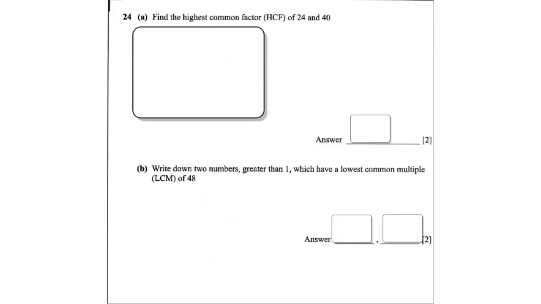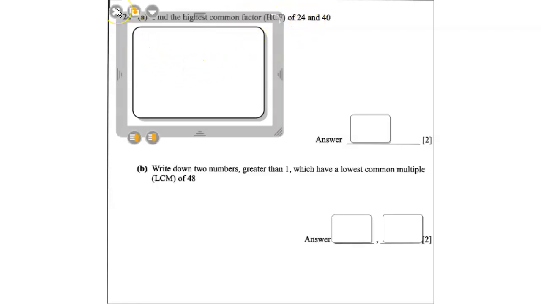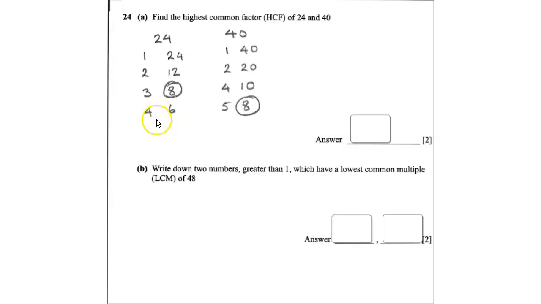So for question 24, it says, find the highest common factor of 24 and 40. There's one way of doing this. You can just get the factors of 24, which is 1 times 24, 2 times 12, 3 times 8, and 4 times 6. And do the same for 40: 1 and 40, 2 and 20, 4 and 10, 5 and 8. And find out what the highest number is that's common between both. You can see that 8 is common between both, and it's the highest number. So 8 is the highest common factor.